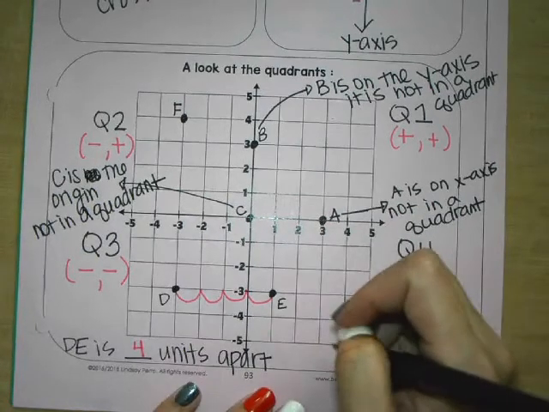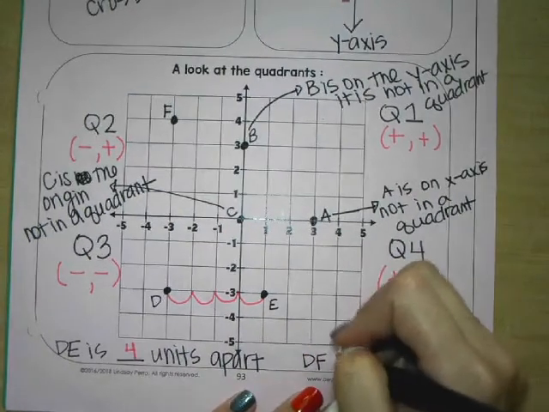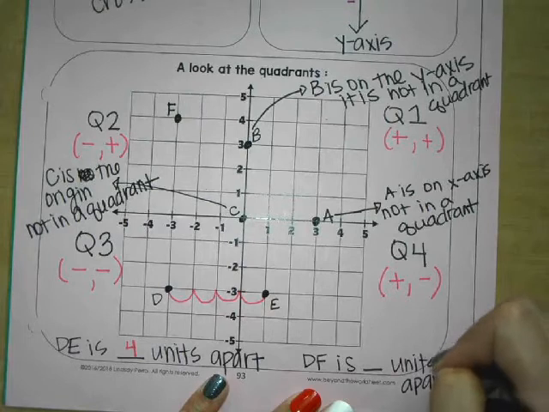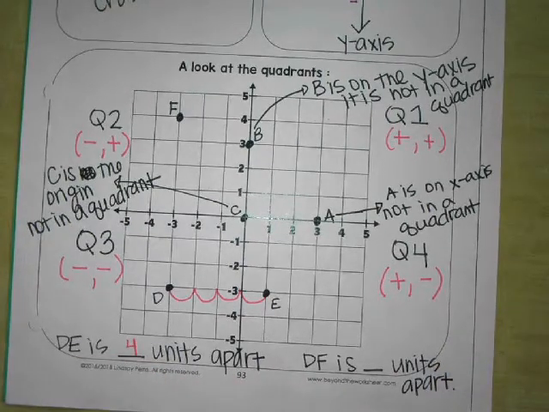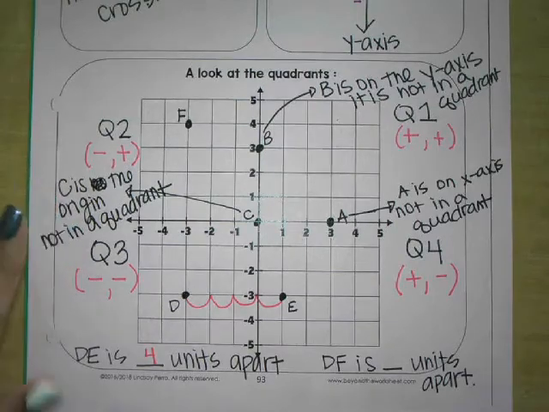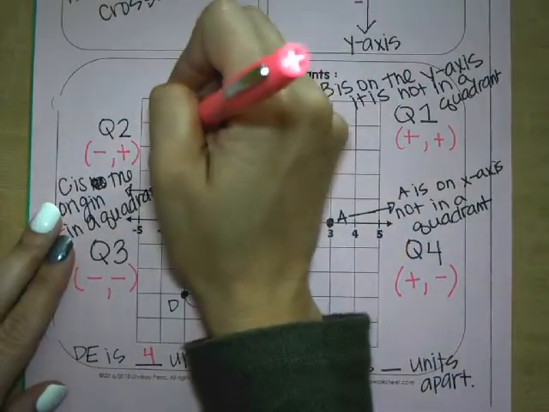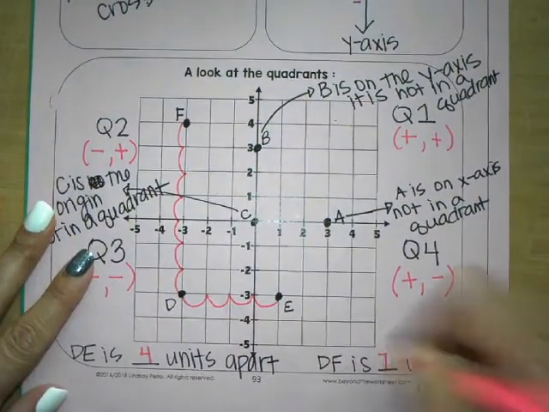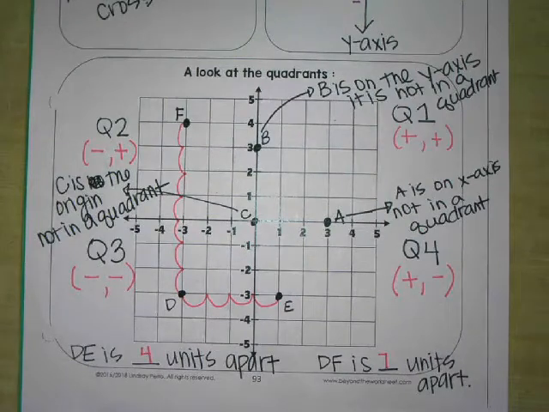Okay, everyone do D and F for me, and write it down on your paper. How far apart are D and F, you guys? Good, 7. You will have to do that on a coordinate plane, and also if they just gave you the ordered pairs. So just know when I want distance, it means you're literally counting how far apart they are.